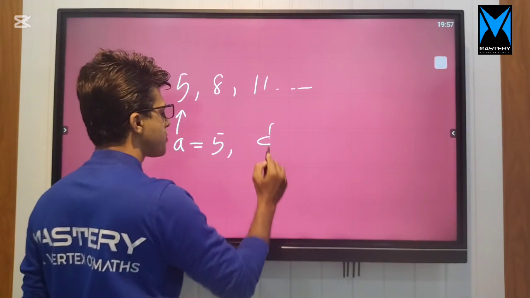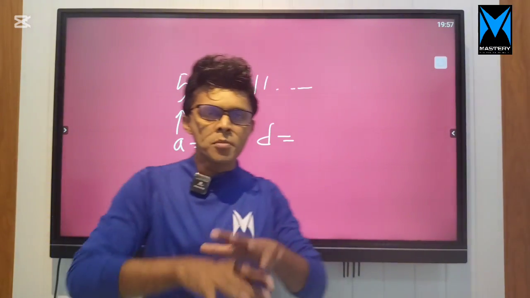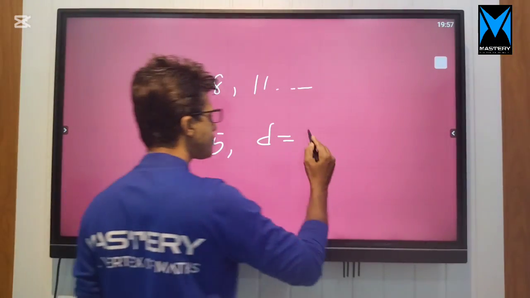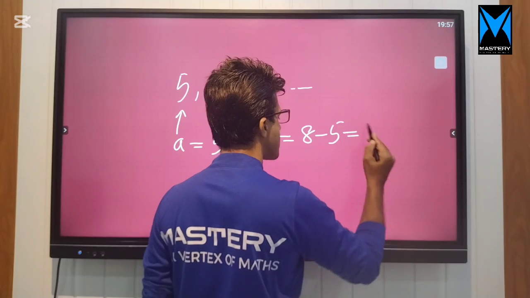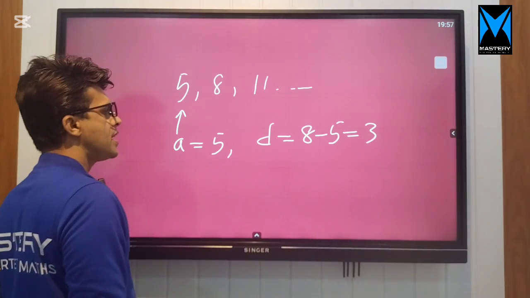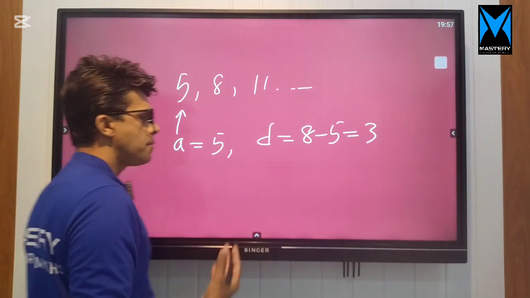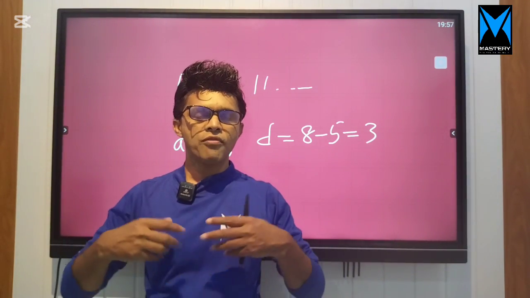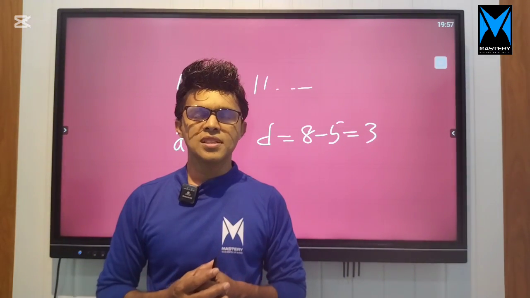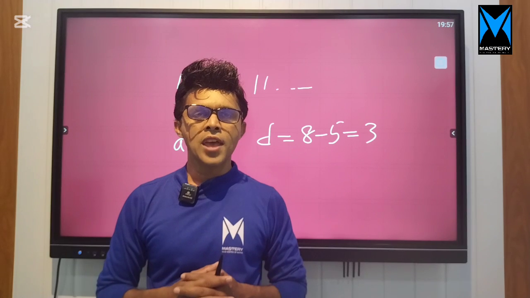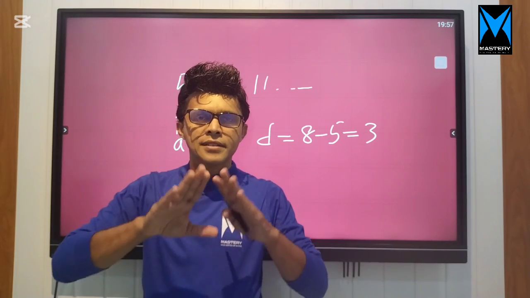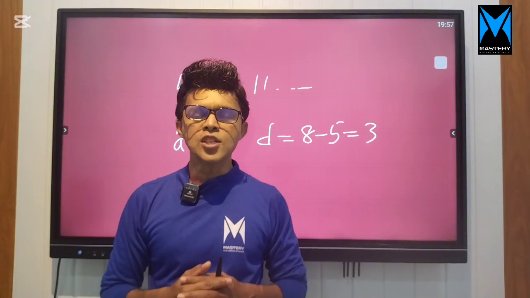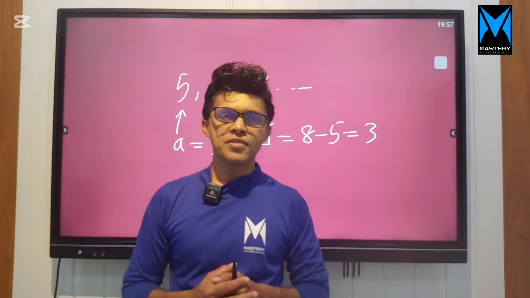The common difference, as I previously taught you, is denoted using the letter d. Then the common difference is 8 minus 5, which is 3. So when you identify a certain number pattern as an arithmetic progression, you name the first term using a, and use the letter d to express the common difference.